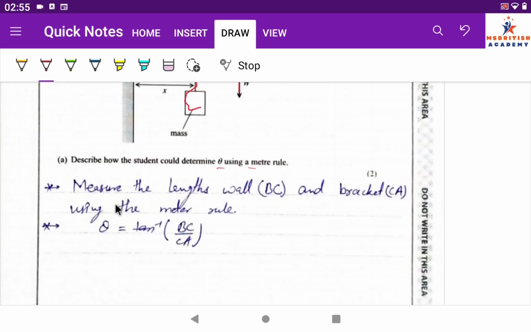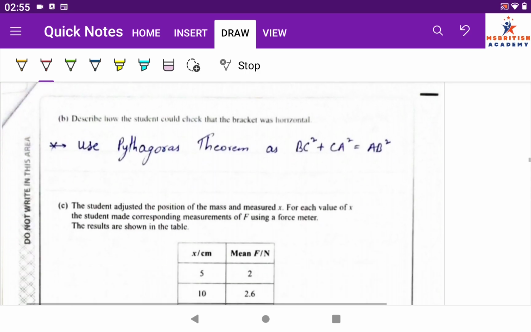So measure the length of wall BC and bracket CA using the meter rule, and you can use theta is equal to tan inverse of BC by CA. Now describe how the student could check that the bracket was horizontal.